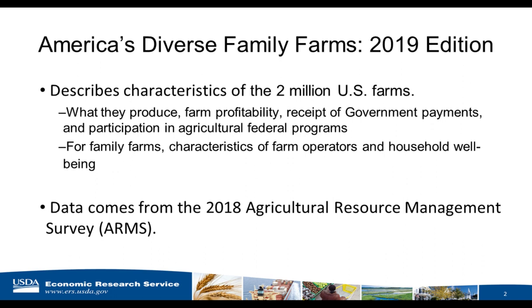The data for this report comes from the 2018 Agricultural Resource Management Survey, or ARMS. ARMS is a unique annual survey conducted by the Economic Research Service and the National Agricultural Statistics Service, or NASS. ARMS is the USDA's primary source of information on farm businesses and associated households of the principal operator. Principal operators are the operators who are most responsible for running the farm. The 2018 ARMS covers the farm activities during the 2018 calendar year. The survey was conducted in early 2019 and is the latest available data.